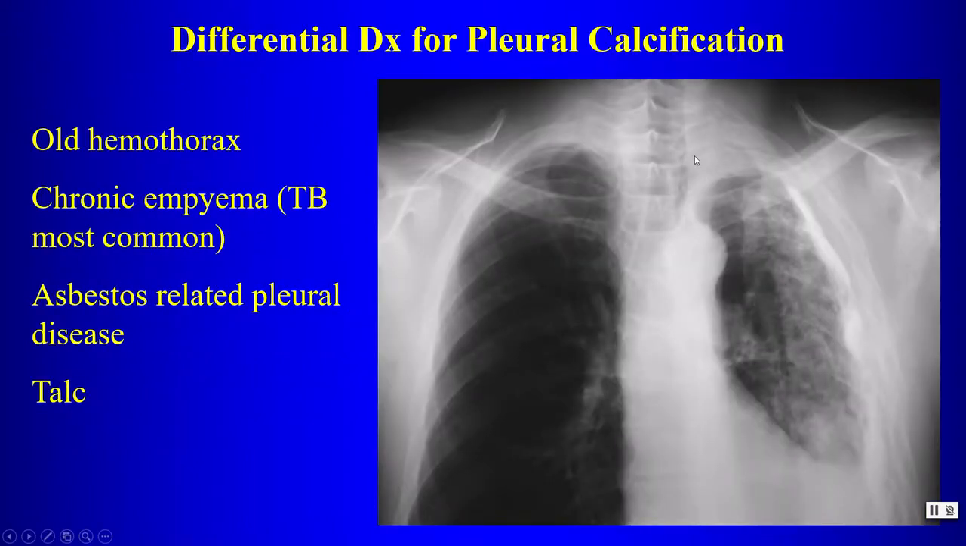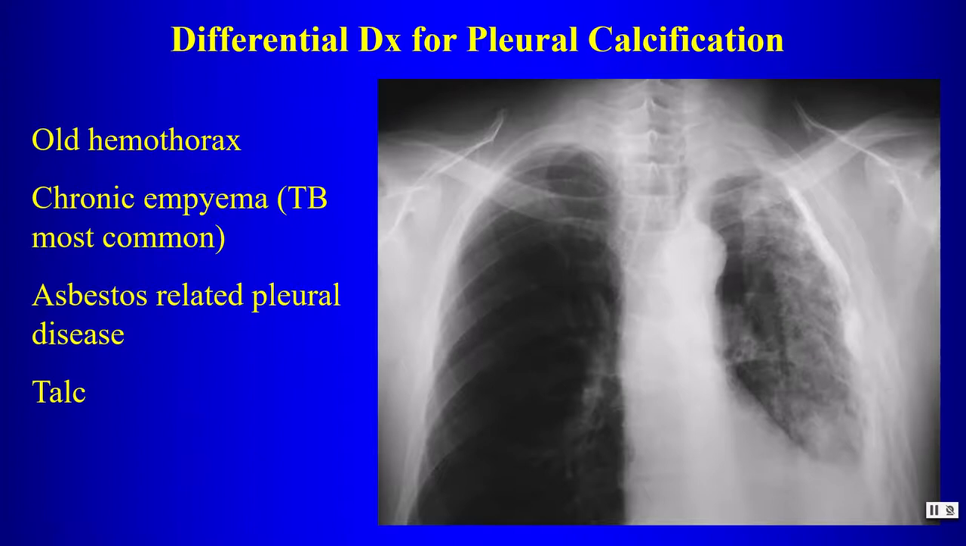Now, we can have more extensive calcification, as in this example here. There's a differential for pleural calcification. We can see this with old hemothorax, chronic empyema, especially tuberculosis, and this can also occur as a complication of asbestos-related pleural disease. Talc pleurodesis can also give you high attenuation within the pleural space.